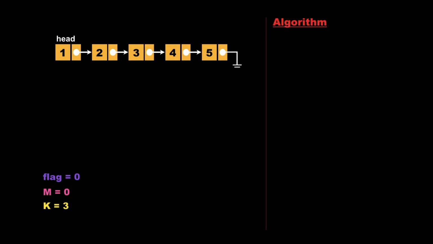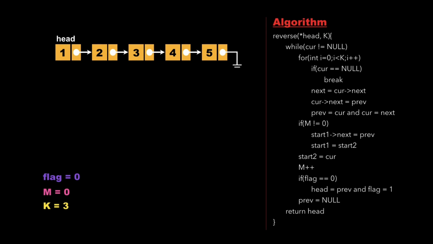The right side of the screen shows the algorithm, which is the reverse algorithm, and we declare a few node pointers which are current, previous, and next, which are used to reverse a linked list. We also have two more node pointers which are start1, which is pointed to the head node, and start2. So we begin our algorithm with a while loop where we check whether current is not equal to null.